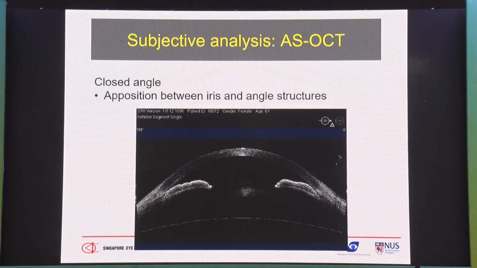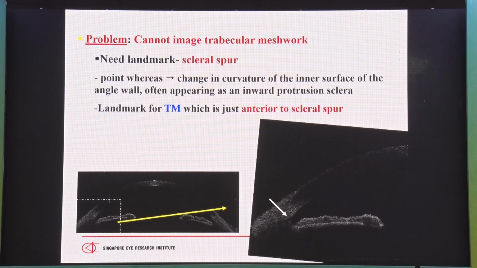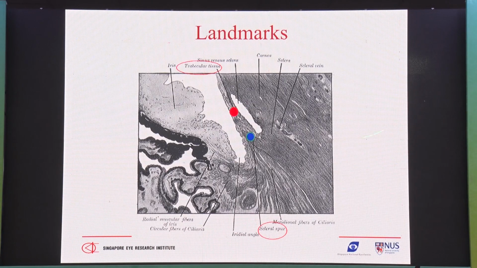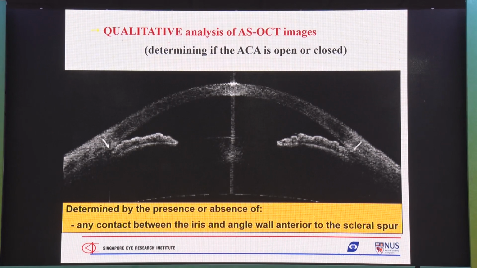And really, you have to see, is there apposition between the iris and the angle structures, as in this picture, which is very obvious. But one of the problems with OCT is that in most of the cases, you can't image the trabecular meshwork, so we have to guess where the trabecular meshwork lies. And it's easy, practically, you follow the inner line of the cornea and the sclera, and where they meet is the scleral spur. And we know that the trabecular meshwork lies just anterior to the scleral spur. So this is the landmark to use to determine if there's angle closure on imaging. So here, for example, you can follow the inner layer of the cornea and sclera. They meet here. So this is the scleral spur, and there's obvious iris contact anterior to the scleral spur. So you assume that that's where the meshwork lies, and this will be a case of angle closure.